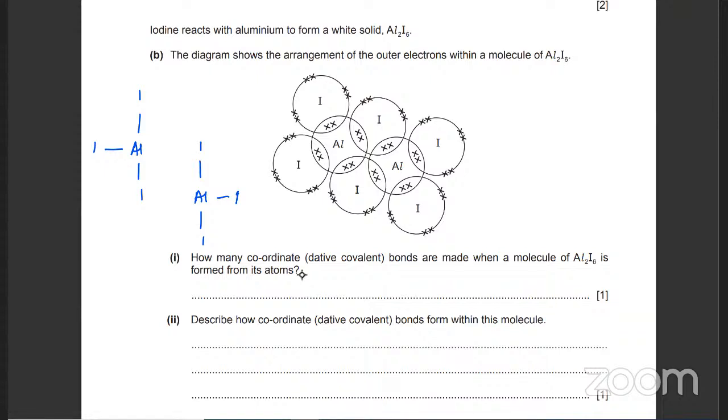With Cl you get the same thing. The iodine has lone pairs. Aluminium's outer shell is not complete, so they end up forming a dative bond. This iodine also has a lone pair, and the aluminium goes and bonds with them.